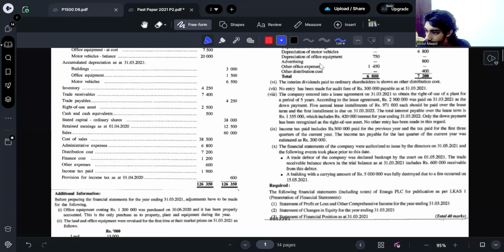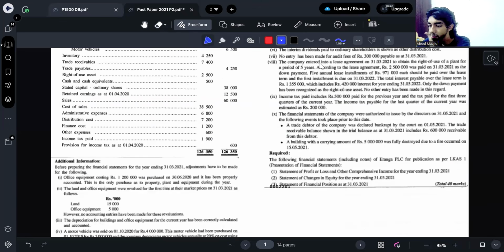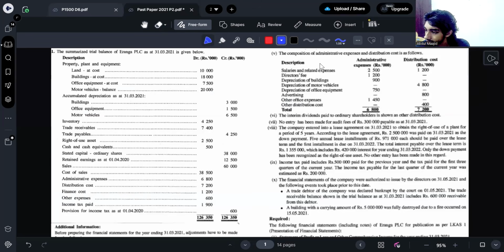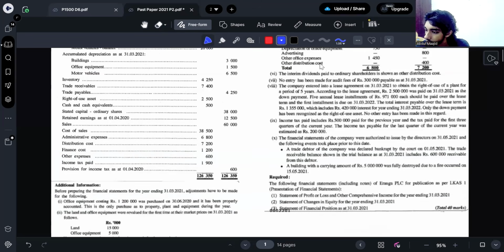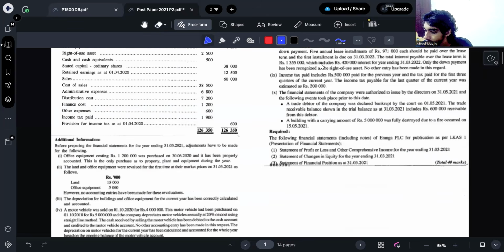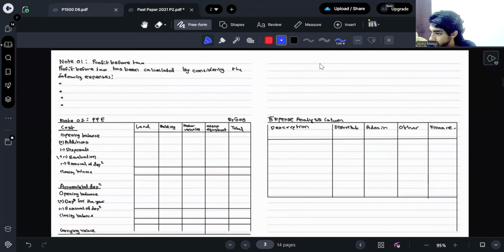Okay. So then we have PPE. They have given the closing balances. Okay. So they are saying office equipment costing 1,200,000 were purchased and it has been properly accounted. So then what will be the opening balance? The office equipment given here is 7,500,000. The purchase is 1,200,000. That means the opening balance will be 7,500,000 minus 1,200,000. That is 6,300,000. So go to the PPE note under office equipment opening balance.